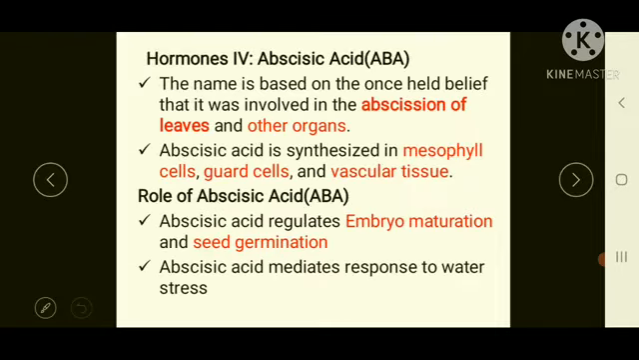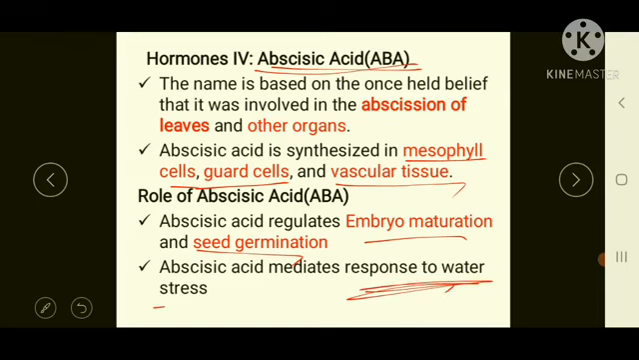The fourth plant hormone is abscisic acid. The abscisic acid, as its name suggests, was once believed to be involved in the abscission of leaves and other organs. Abscisic acid is synthesized in mesophyll cells, guard cells, and vascular tissue. It has a role in embryo maturation and seed germination. Also, it has the main important role in response to water stress.